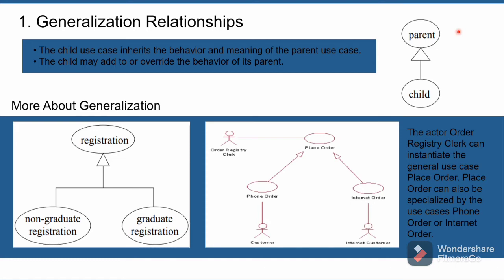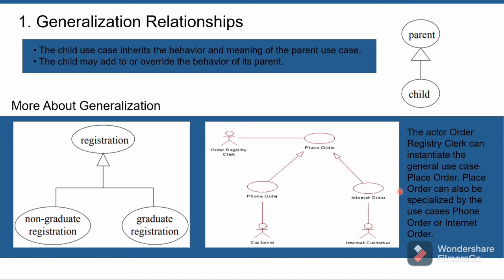Generalization relationships. The child use case inherits the behavior and meaning of the parent use case. The child may add to or override the behavior of its parents. So this one is our parent and this is the child. So the child inherits the behavior of the parents. Here are some other examples. This one, our parent is the registration and the children are the non-graduate registration and the graduate registration. So the non-graduate registration and the graduate registration inherit the behavior of the parent, which is the registration.